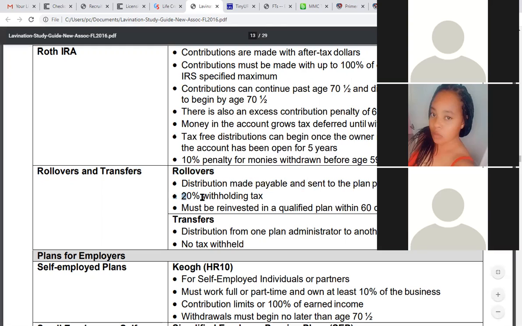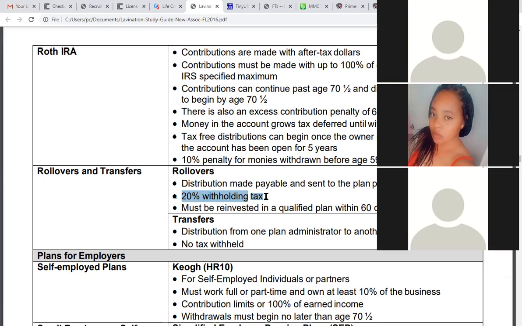If you just ask them for the money from the company, they're going to take 20% withholding. So if somebody asks you what the percentage is, if somebody takes the money out, 20% they're going to take. The employer is going to hold that. It must be reinvested within 60 days to avoid the taxes.